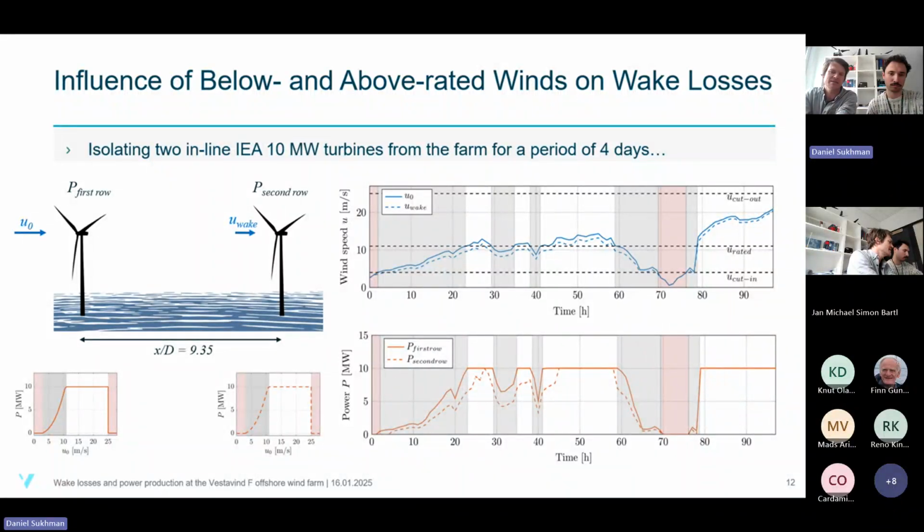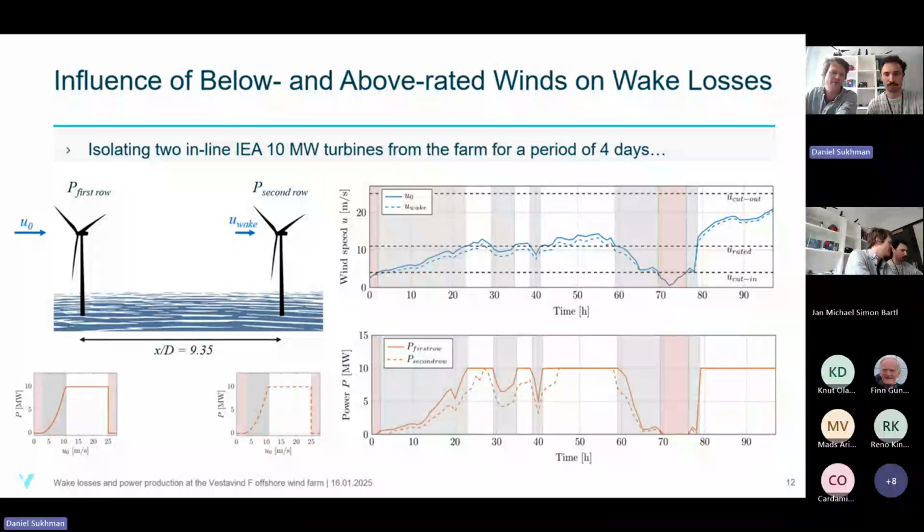But we do see that the production of the second turbine is influenced a lot as soon as we have below rated operation, where in regions of above rated operation, it is not influenced at all because it also sees the full wind. There's a couple of details that are interesting. If we're just above rated for the first turbine, like in this region here, there can be a gap in production for the second turbine because the second turbine is just below rated then and will be influenced by the power production here.